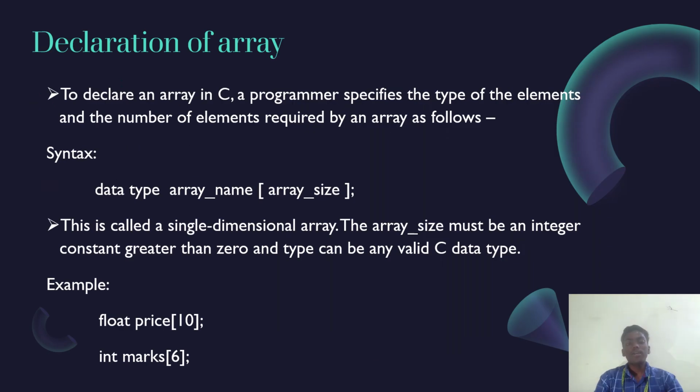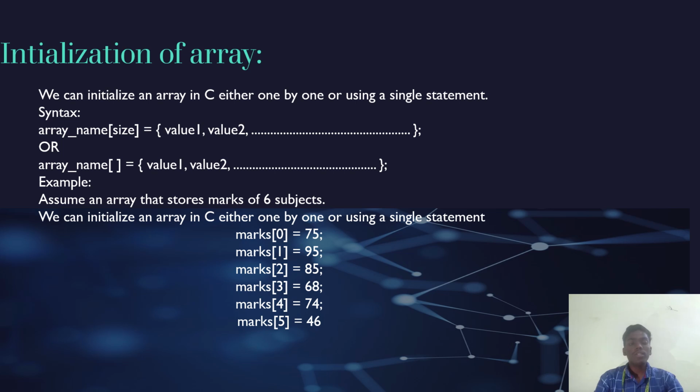How to declare an array? The syntax of the declaration is data type, array name, and array size. And at the end of this syntax, we need a semicolon to terminate the statement. An example of declaration of an array is float price[10]; float is the data type, price is the array name, and 10 is the size, and finally a semicolon. One more example: int is another data type, marks is the array name, and 6 is the size.